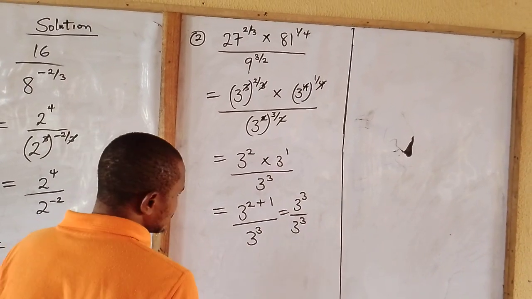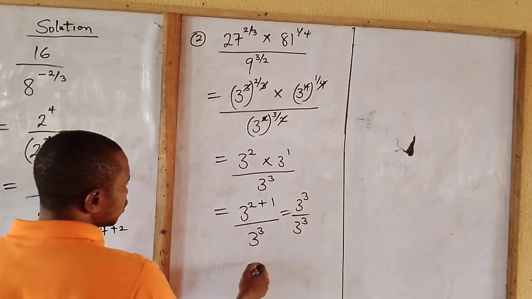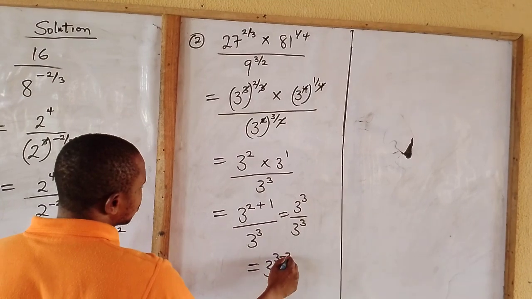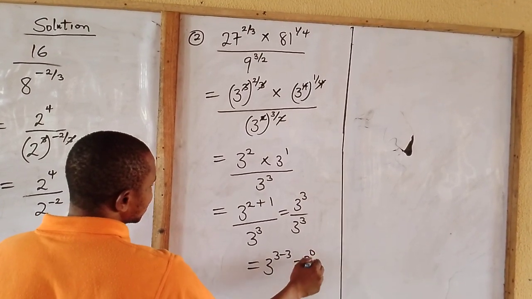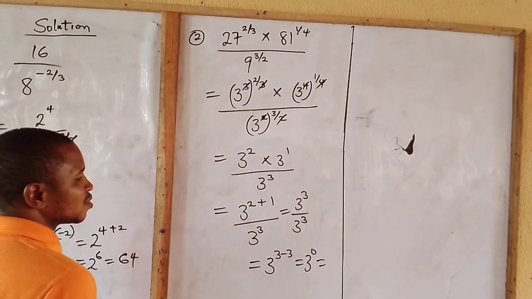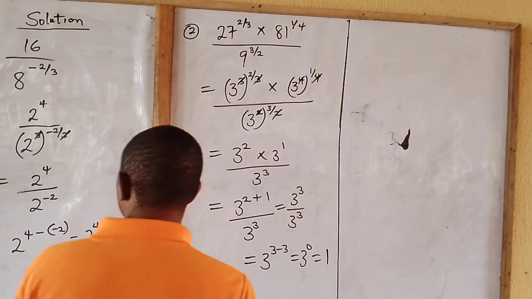And according to the law of indices as well, when the bases are equivalent, we are going to have 3 raised to power 3 minus 3, which will give us 3 raised to power 0. And don't forget that any number that is raised to power 0 is equal to 1.